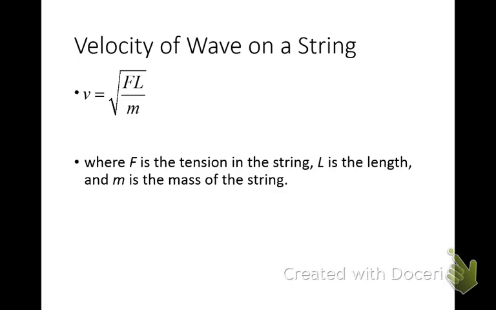A special example as well is if you have a wave on a string or anything that can hold tension. The velocity of this wave on a string is going to equal the square root of F times L over m, where F is the tension in the string. That'll be measured in newtons. That's just the force. Do not be confused with frequency, which is also denoted by F, but generally a lowercase f, measured in hertz. Not the same thing. L is the length of the string, and m is the mass of the string. So the length will be in meters, and the mass will be in kilograms, if you want to get a velocity in meters per second.